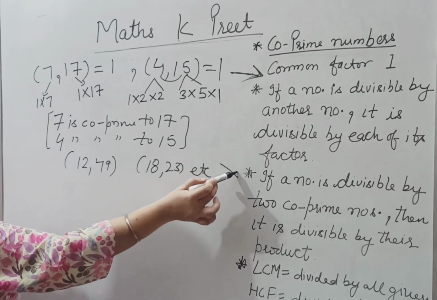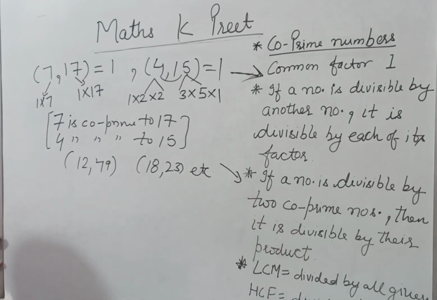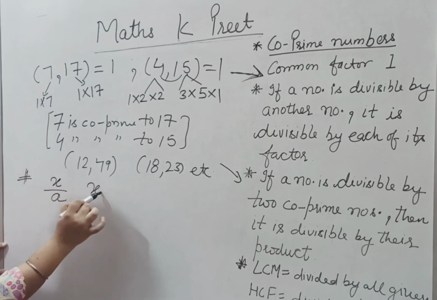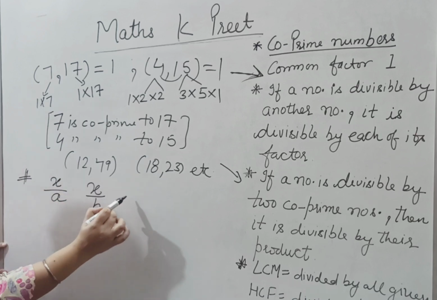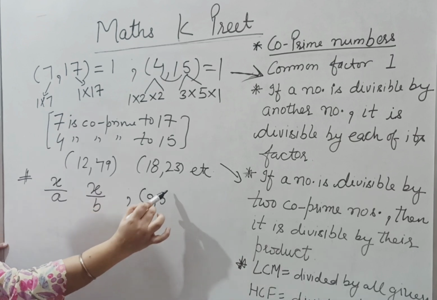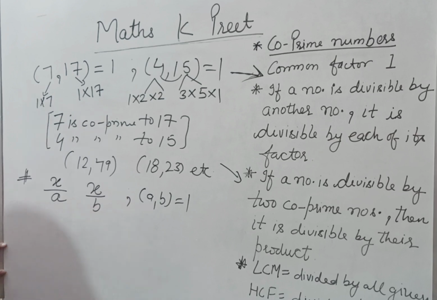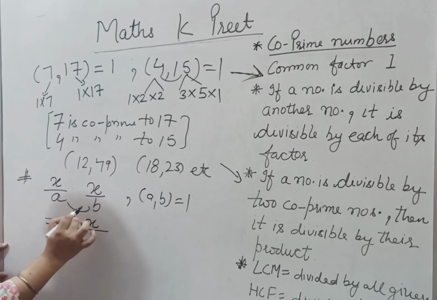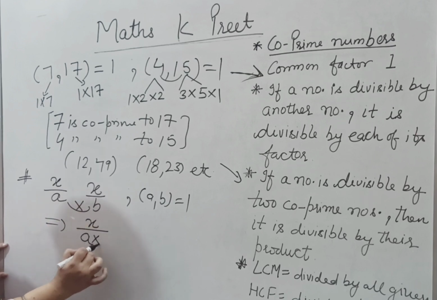If a number is divisible by two co-prime numbers, then it is divisible by their product. What I am saying is, let's take a number x. If x is divisible by a number a and x is divisible by another number b, where a and b are co-prime, having 1 as their only common factor, then x is divisible by their product.